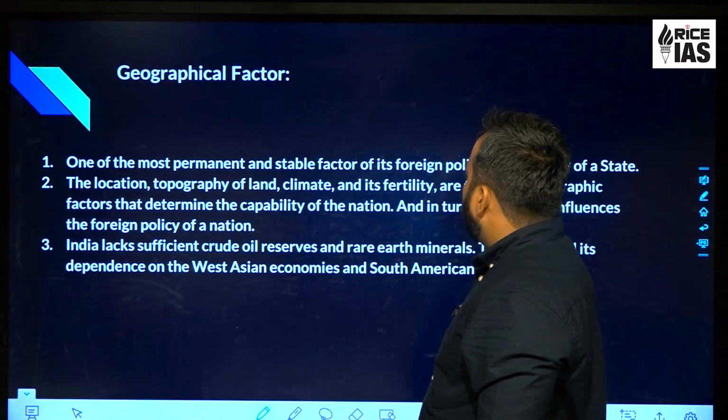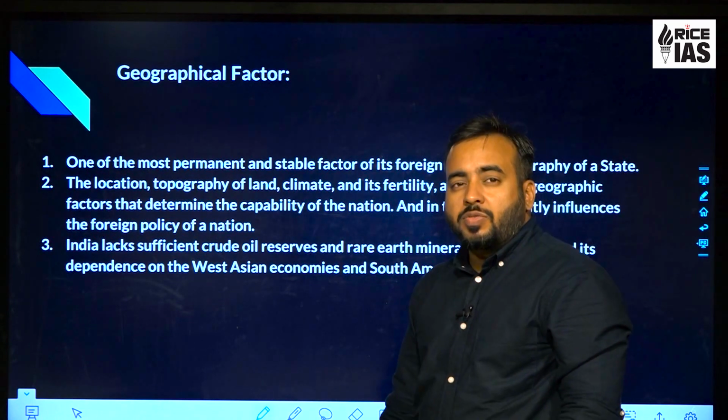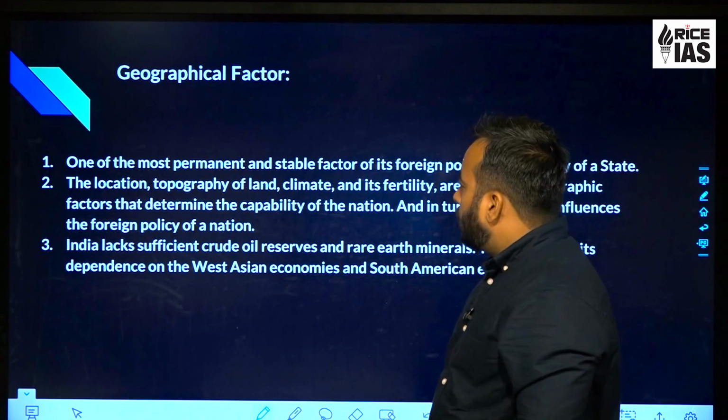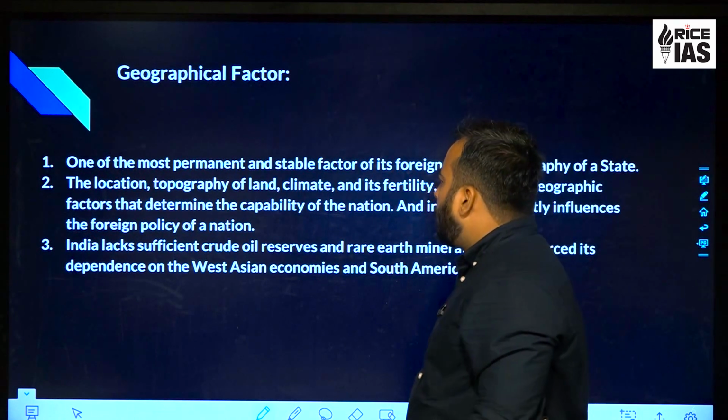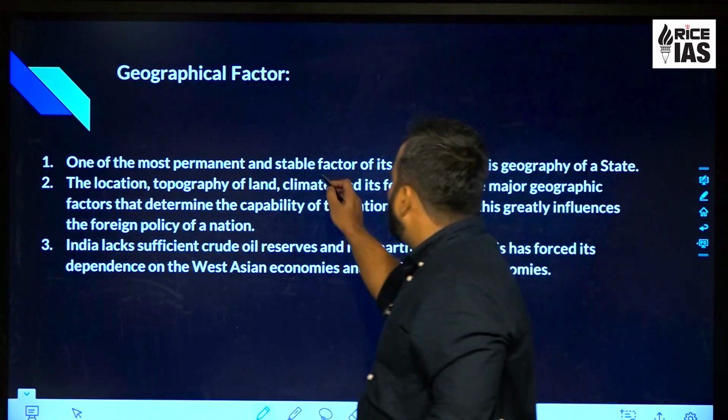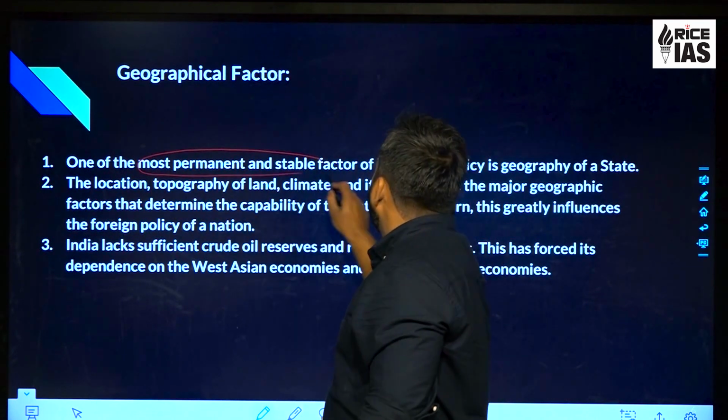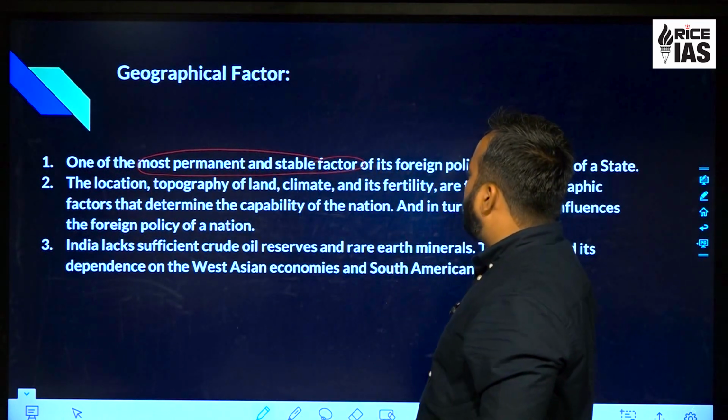We can change our friends, but we cannot change our neighbors. This has been said with respect to India's relation with Pakistan. So, geography is the most permanent and stable factor.